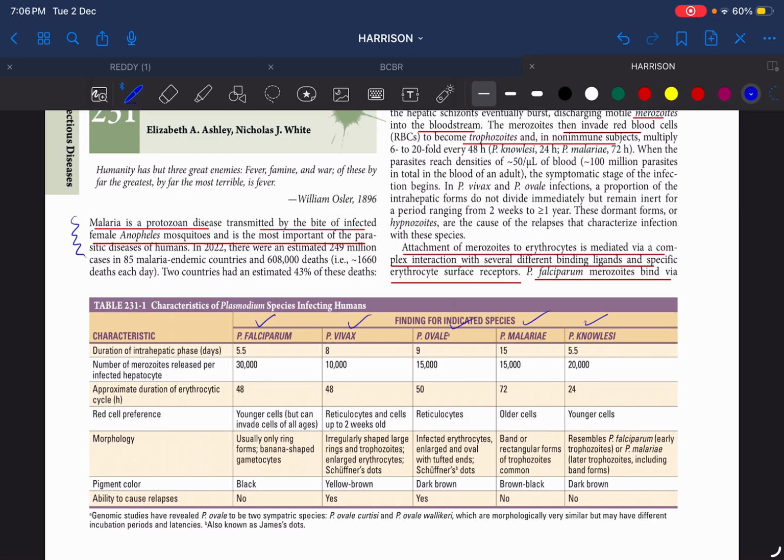In that, the approximate duration of the erythrocytic cycle is around 48 hours in falciparum, and in malariae around 50 hours, but still we say 48 hours in Plasmodium ovale, and 72 hours in malariae, and nearly 24 hours in knowlesi. Each of these species has special attraction towards different age groups of RBCs. For example, younger cells by knowlesi and falciparum, reticulocytes and 2 weeks old RBCs by vivax, only reticulocytes by Plasmodium ovale, and remember Plasmodium malariae mainly affects older cells.